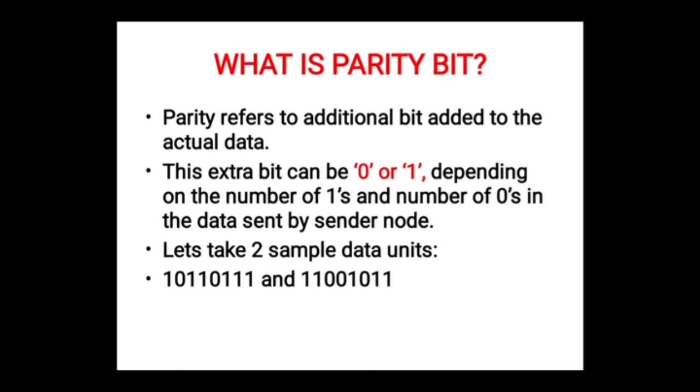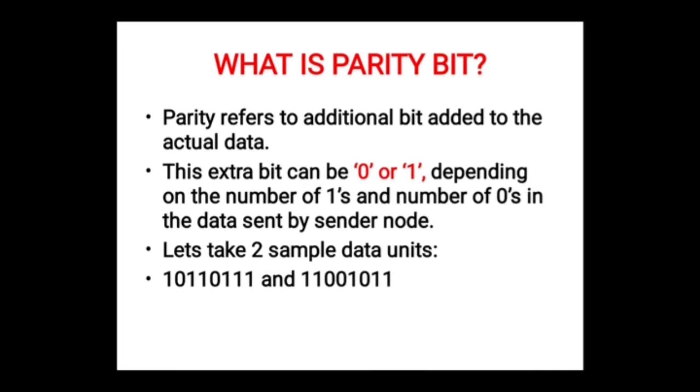What is a parity bit? A parity bit refers to an additional bit that can be added to the actual data. So what is the concept behind it? Whenever we are sending the data, we send an additional bit. We will send one more bit along with the data. Now how do we write that bit? It could be 0 or it could be 1. How will we decide whether that bit is a 0 or a 1? What is the method behind that?